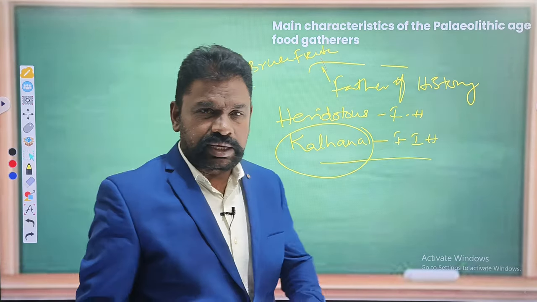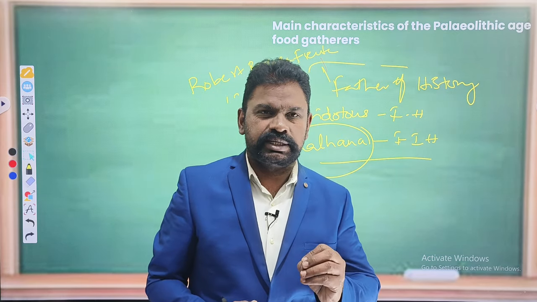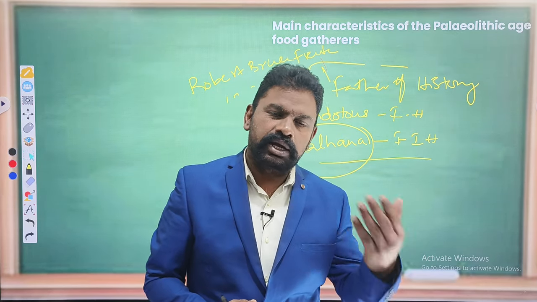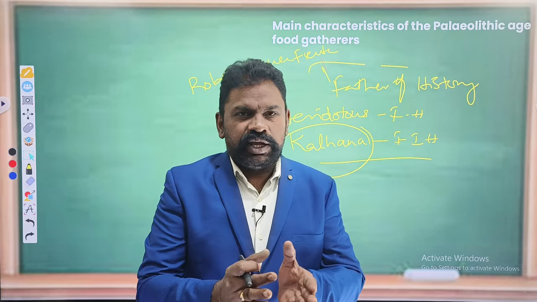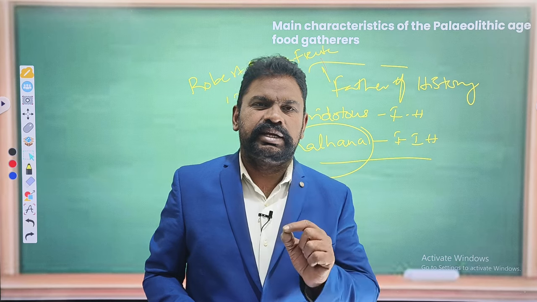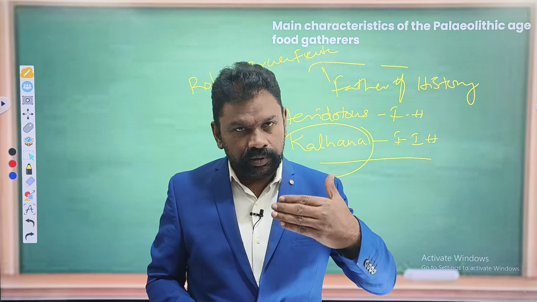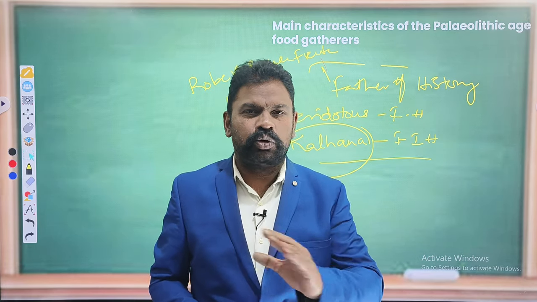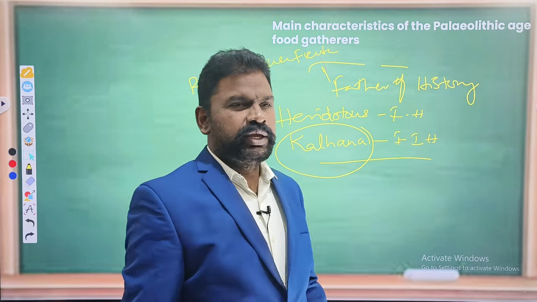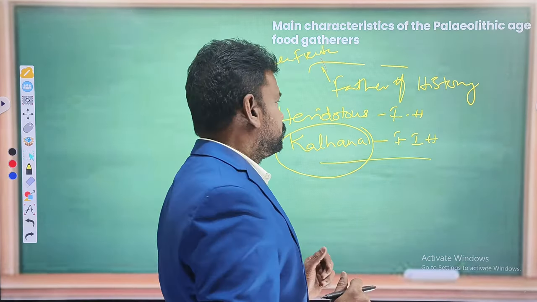All the Indian sources of history, like the Vedas and Puranas, or the ancient writers, did not keep rulers or dynasties in chronological order. That's why it became very difficult to reconstruct Indian history.